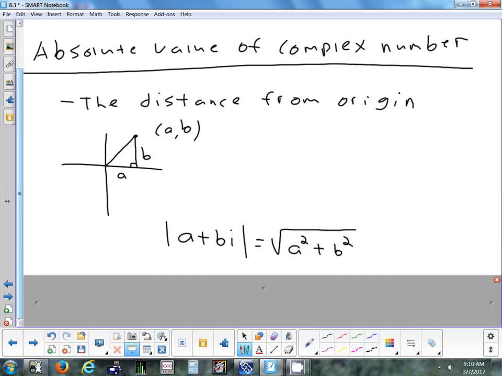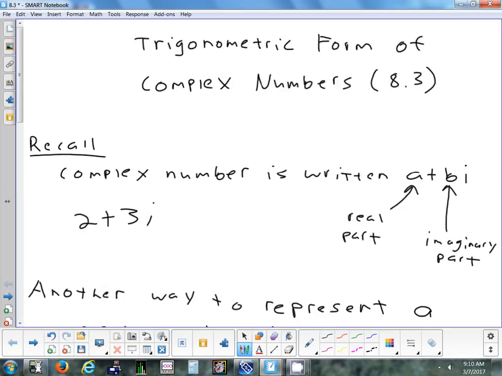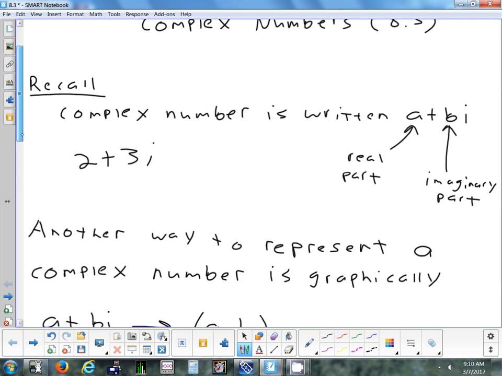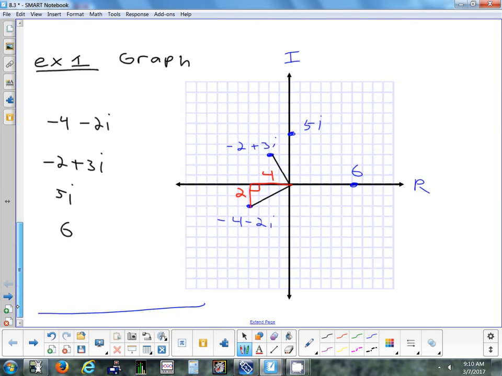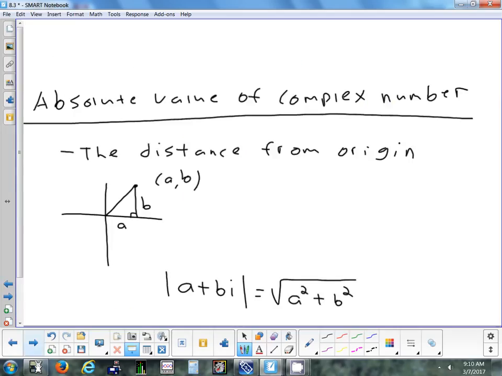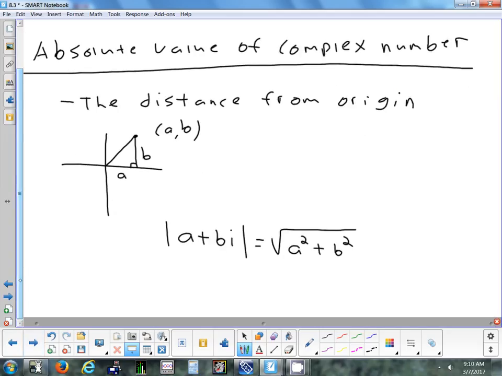Okay, so far I haven't done anything that was in the title. We haven't talked about trig form of complex numbers. This is graphing in standard form. This is finding absolute value in standard form. So we're still working with standard form. Questions on the formula for absolute value?